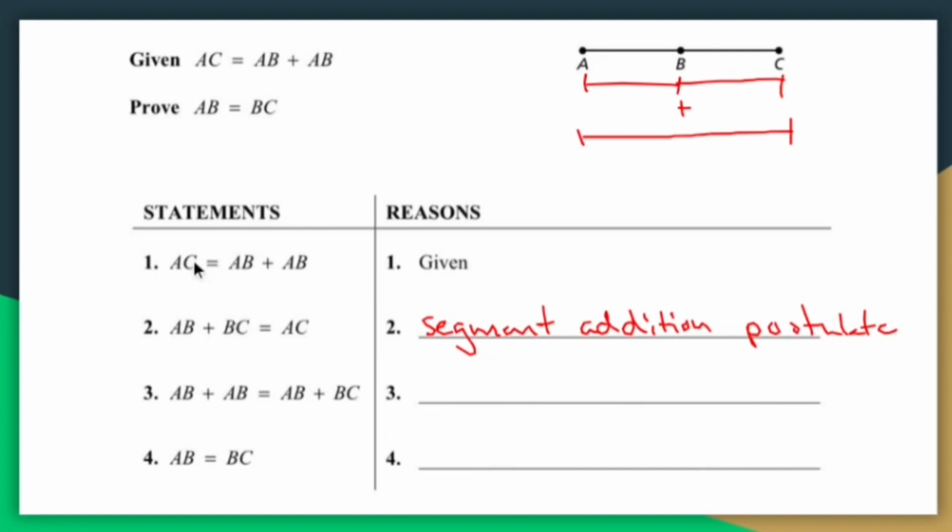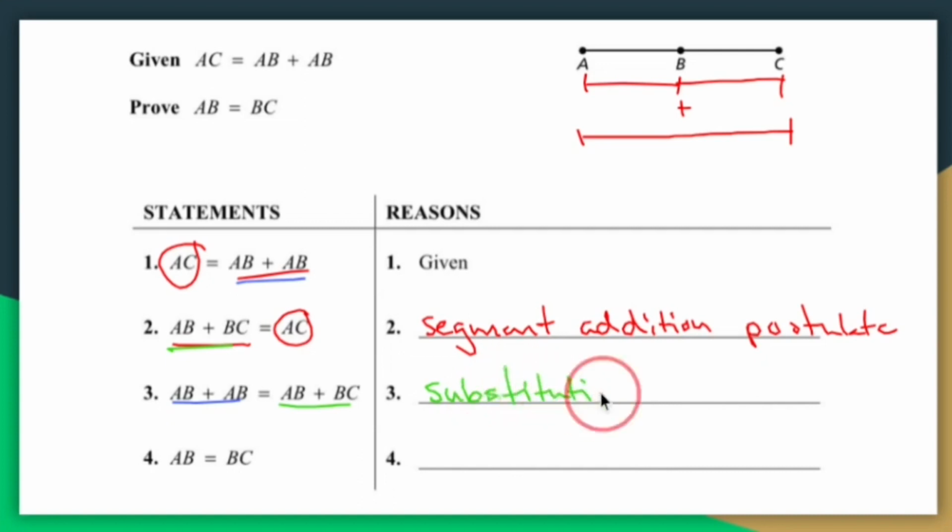This is what I notice, that AC is AB plus AB. AC also happens to be AB plus BC. So if AC is this and AC is that, then this equals that. All I'm doing is saying since AC equals AB plus AB, and if AC equals AB plus BC, then AB plus AB equals AB plus BC. This is called the substitution property of equality. Now I'll just say substitution property, and leave it at that because space.